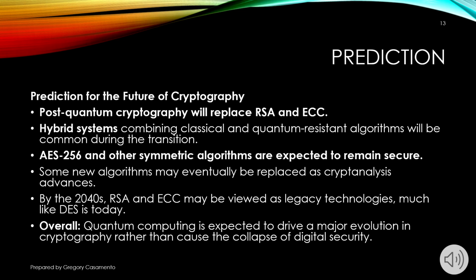And yes, to where we want to get to, predictions for the future of cryptography. Post-quantum cryptography will replace RSA and ECC. Hybrid systems combining classical and quantum-resistant algorithms will be common during the transition. AES-256 and other symmetric algorithms are expected to remain secure. Some new algorithms may eventually be replaced as cryptanalysis advances.